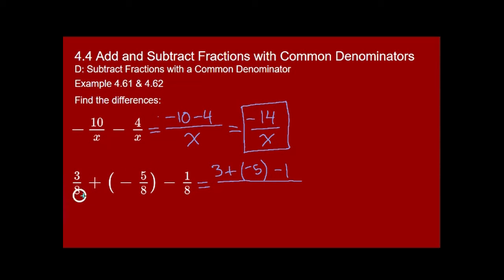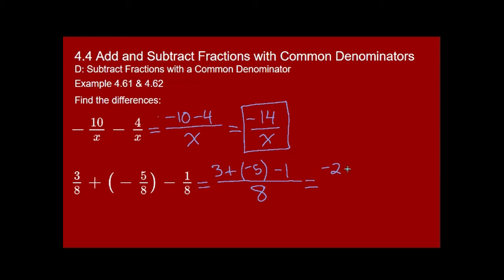And on the bottom, all we have is the common denominator. It doesn't matter that there are 3 of them now instead of just 2 like we had before. We still just copy the common denominator. Okay, so it's 3 plus negative 5 minus 1 divided by 8. So now we're going to go ahead and simplify the top. So 3 plus negative 5. Let's go ahead and just do that one step. 3 plus negative 5 is equal to negative 2.